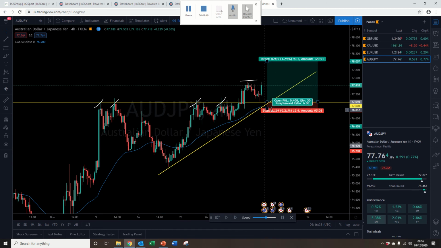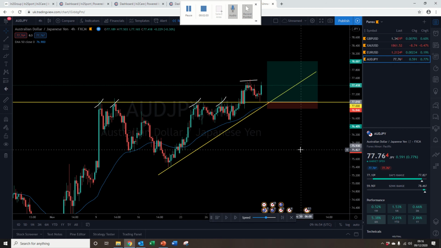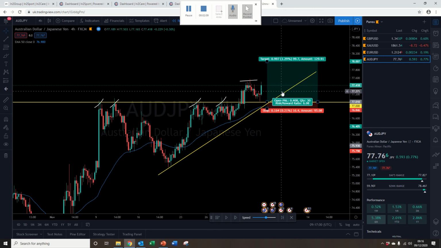Now why would we have the stops below? As you can see, 77 is such a key level. If we broke back below the 77 key level, the move would be invalid. It would have been a fake out, and you would expect price to fall and trickle to the downside. We're also protected by the 50 EMA, which is wrapping around underneath price.